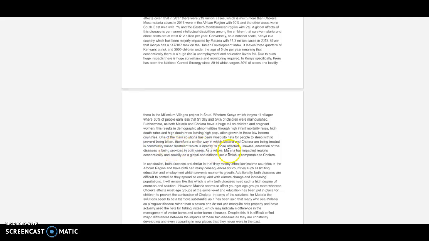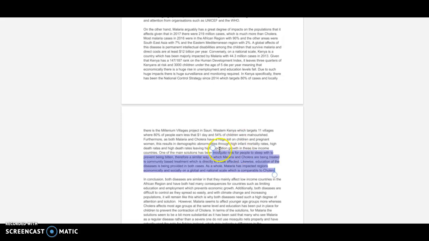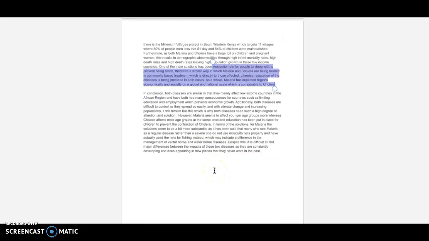As a whole, malaria has impacted regions economically and socially on a global and national scale, which is comparable to cholera. So once I've discussed both diseases, I'm then able to bring in more of this comparison. Then I'm going on to my conclusion.